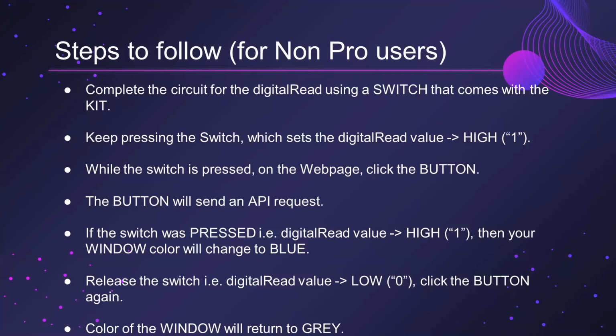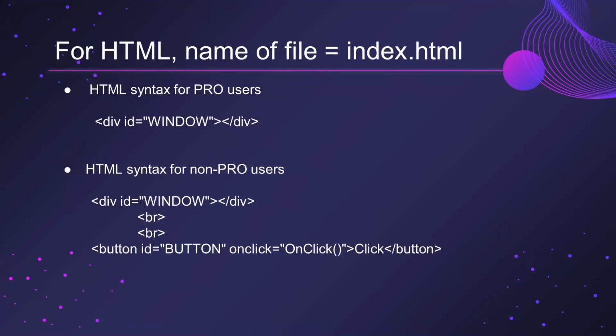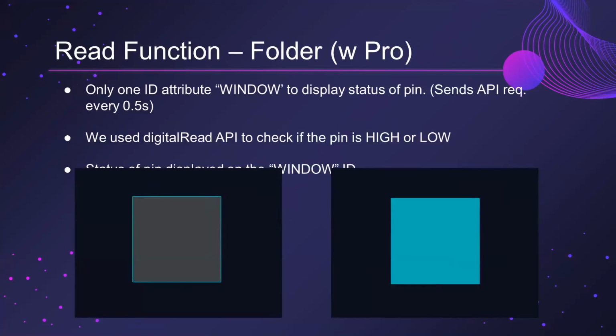Okay, but for a pro user, all you need to do is click the button and click your switch in your bull module on the circuit that I have provided you, and unclick it, unpress it whenever you want. Then you will see that the color changes.